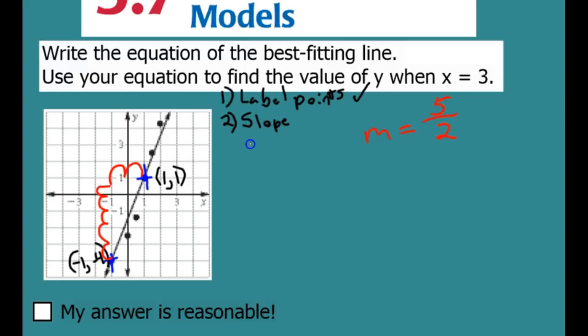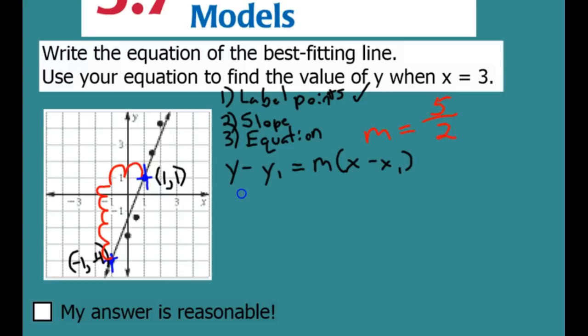Now that we have our slope, our third step is to write our equation. The equation that we need to write is in point slope form: y minus y1 equals m times x minus x1. For this problem, I would like to use points 1 and 1. You could use -1, -4, it doesn't matter, as long as you pick either 1 and 1 or -1, -4.